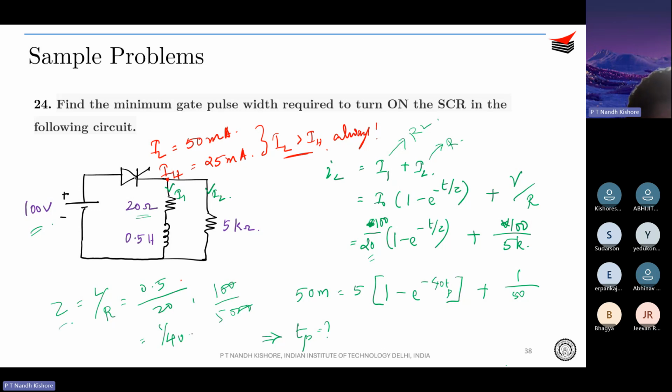So just find out what is tau. Time constant is L by R. Just substitute over here and then you can get the value of TP. So let's just calculate. 150, 0.02, 50 milli, by 5.